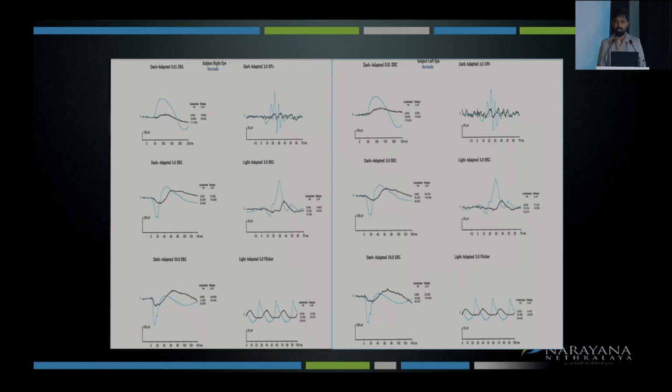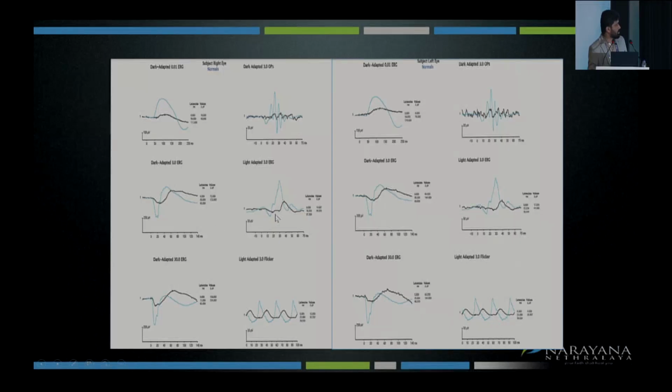If you look at the ERG, the blue wave belongs to the normal, the black line belongs to the patient. If you look at the dark adapted responses, this wave was supposed to start here, but it's starting here. So implicit time is delayed. The amplitude also, instead of going till here, is grossly reduced. So implicit time is delayed and the amplitude is reduced. The same thing can be seen in the combined responses also. So this is the dark adapted.